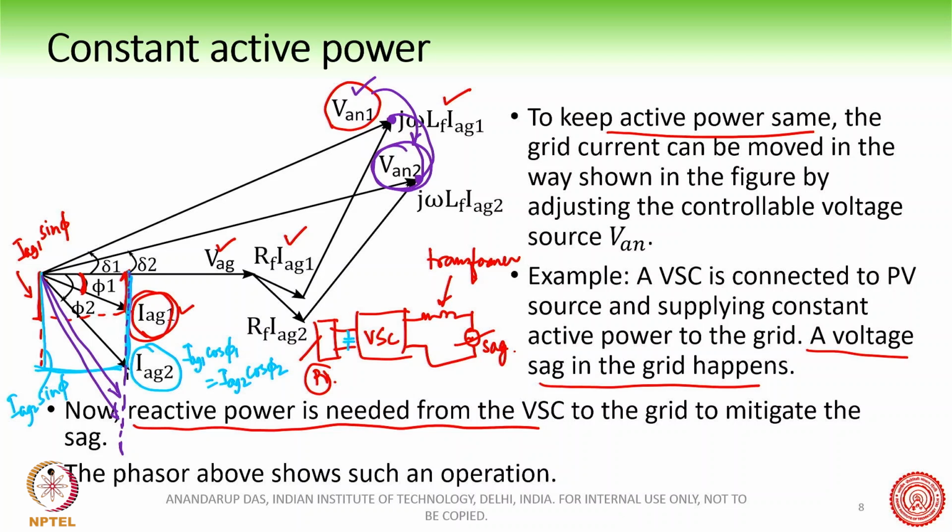But basically, if you analyze the two steady states, what you have done is you have moved the VAN phasor, the fundamental voltage from the VSC. This is where the fundamental voltage comes, VAN. This voltage I have adjusted from this point 1 to the point 2, and accordingly everything else changes in the phasor diagram. And so I can change the reactive power supplied from the VSC into the grid, keeping the active power constant. So this is possible.